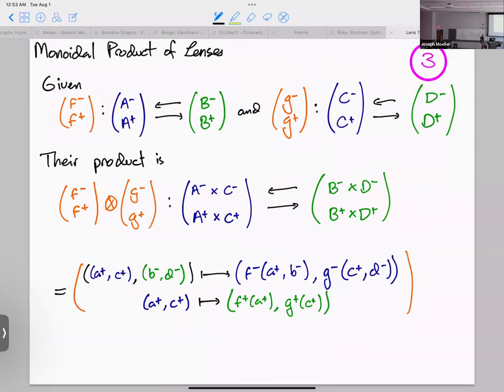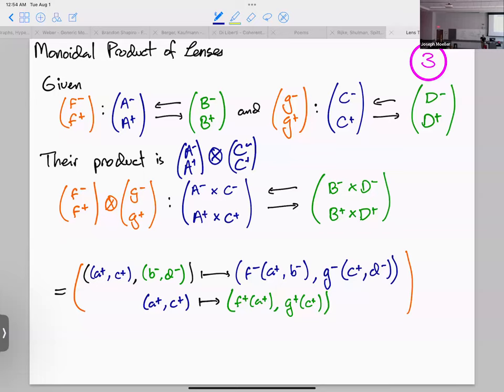So given two lenses, we can also tensor them. And the tensor is given by Cartesian product. One thing I'll write here is that we could also write this thing as A plus A minus tensor C plus C minus. So the tensor on objects here is going to be Cartesian product on top and bottom. And the tensor on morphisms is just pairing on top and bottom. On the bottom, it's literally just pairing them together. But on the top, you just have to shuffle things around a little. You'll note that you actually end up using the symmetry of our Cartesian monoidal structure here, just to shuffle things around.